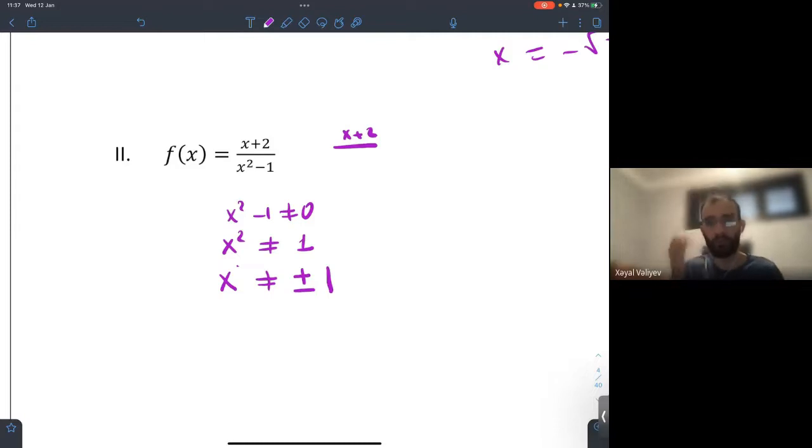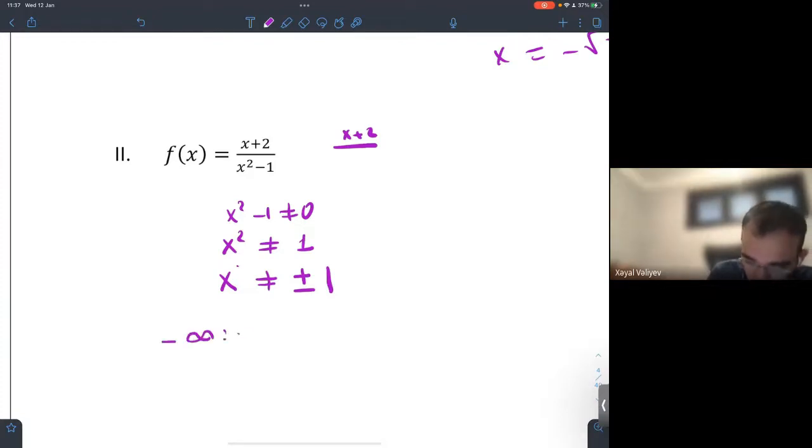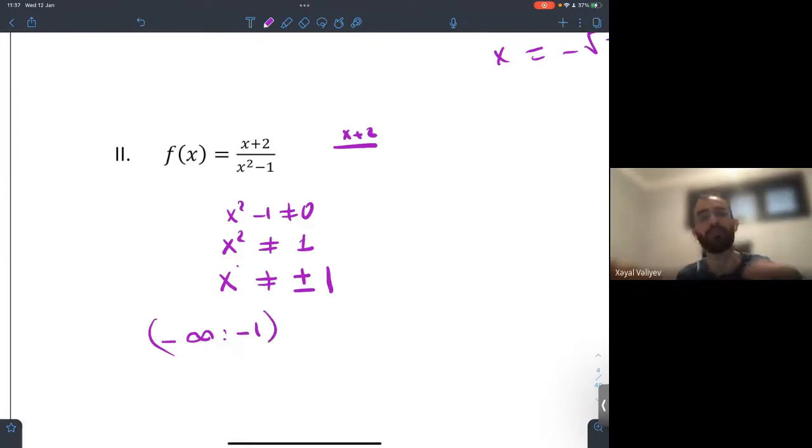But how am I going to demonstrate it in interval form? I'll demonstrate it like that. Negative infinity to negative 1. I'm using the open bracket for the negative 1, because I'm telling it's non-including. And guess the other part. Aga, do you have an idea for the other part?